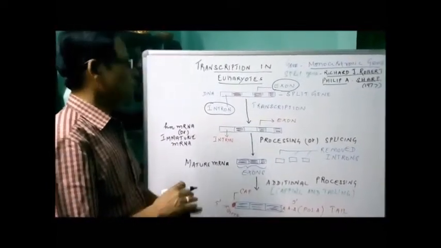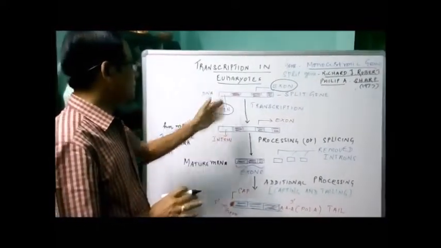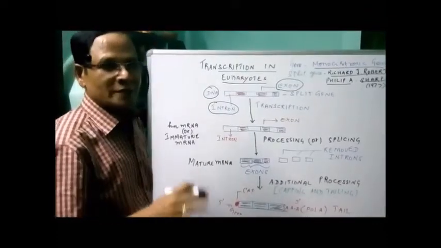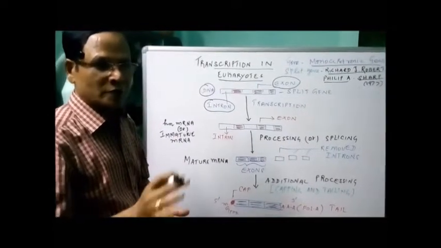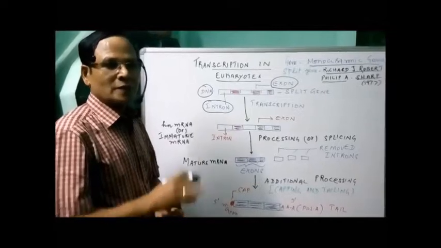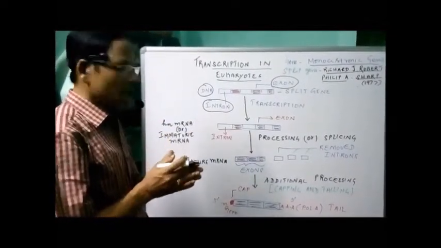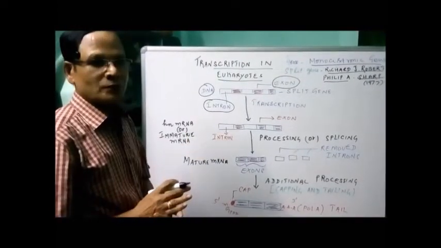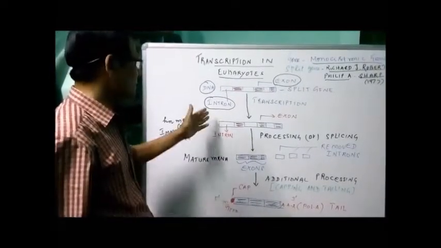Sharp. Now what is happening during transcription? So this is in DNA. Both exons and introns are transcribed. That's what's happening. Both exons and introns are transcribed. But what is happening during translation? The introns are not translated. So the unit which is being transcribed and translated is exon. The unit which is transcribed but not translated is intron.